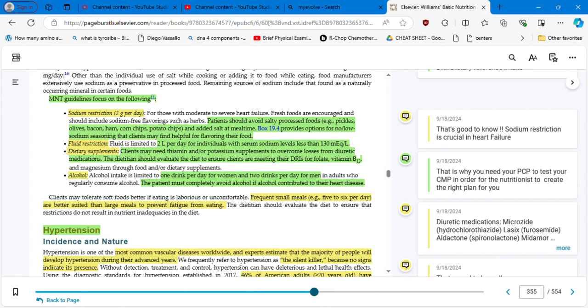Okay? Either high or low potassium compromise the heart. So you don't want the potassium to go that high when the sodium is low. Dietary supplements: clients may need thiamine, which is one type of your B vitamins, and potassium supplements to overcome losses from diuretic medications. This is the part that is getting a little bit tricky.